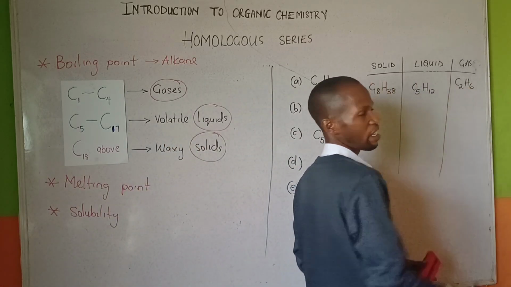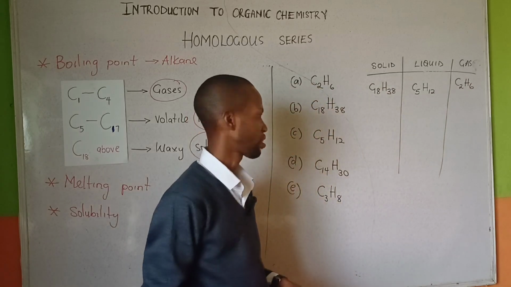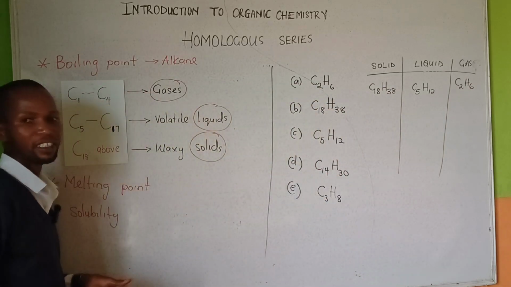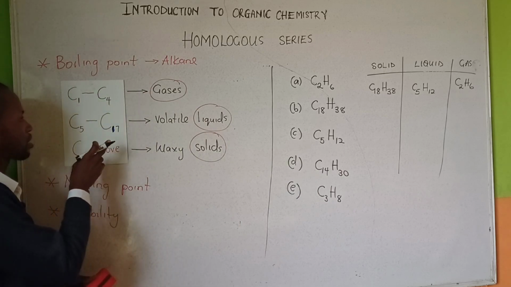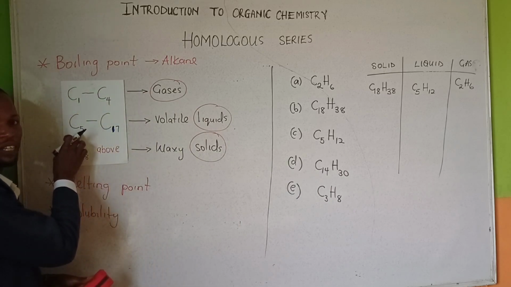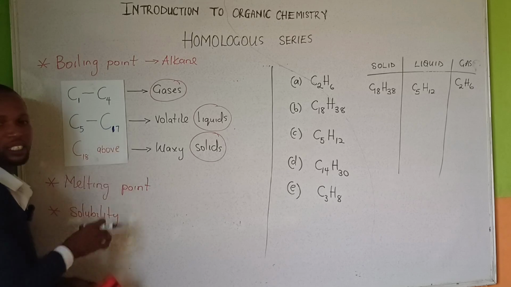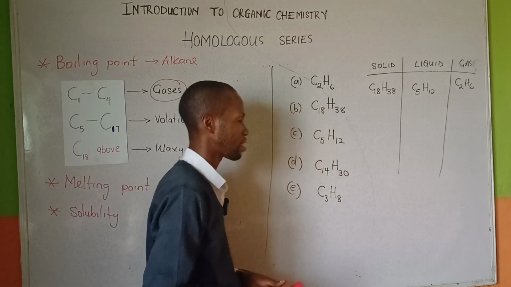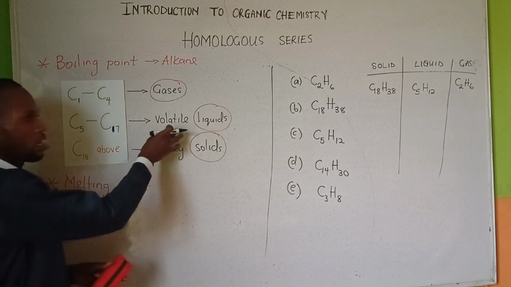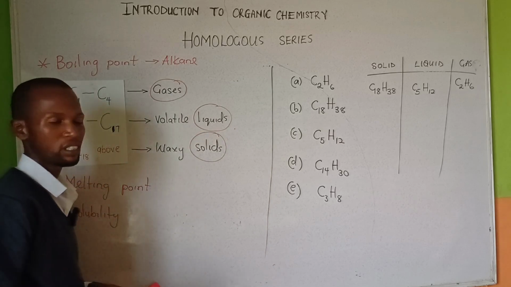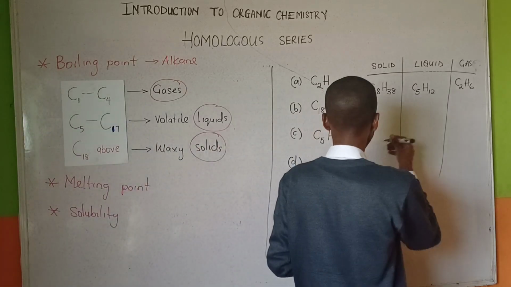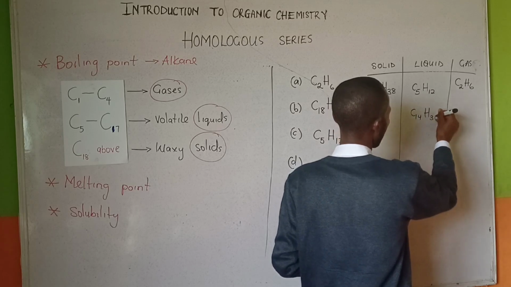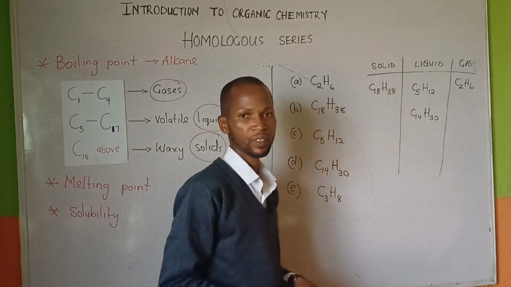C5H12 is a liquid alkane. The next one, C14H30, falls within the range of C5 to C17. C14H30 will be what? It is a liquid. So C14H30 is a liquid alkane. Okay.